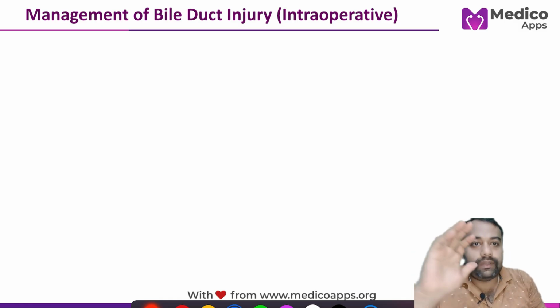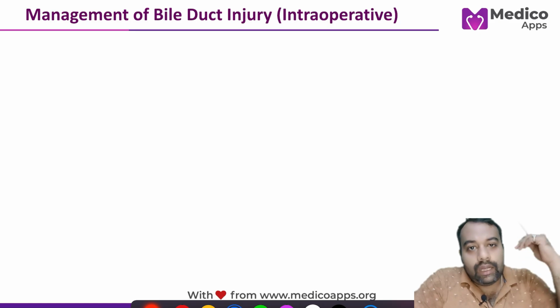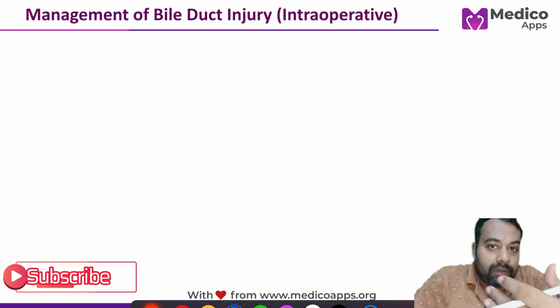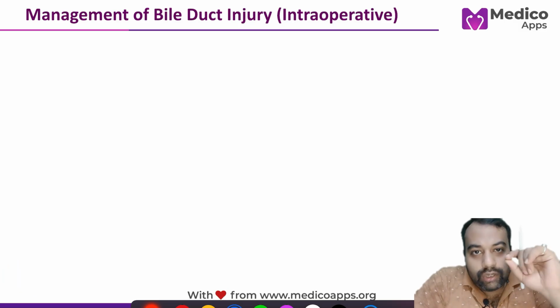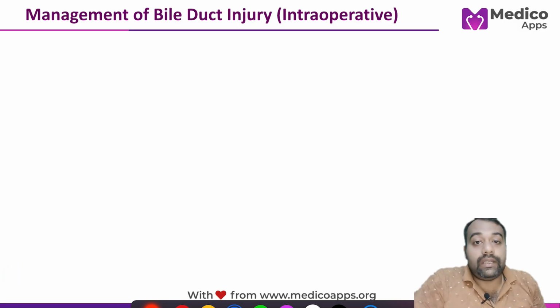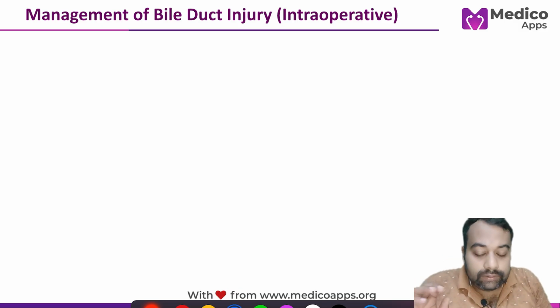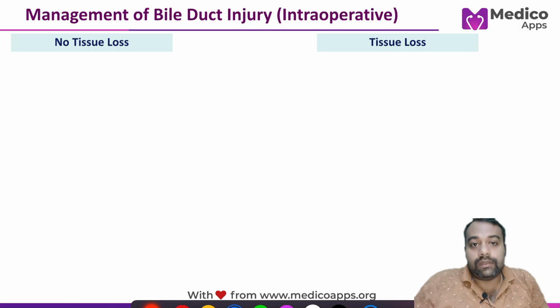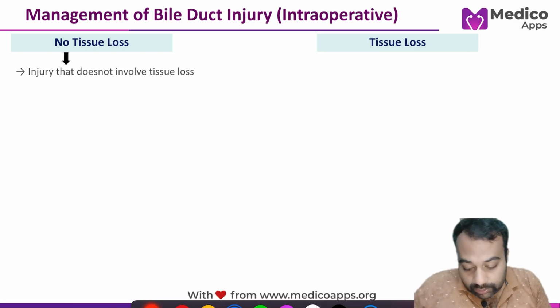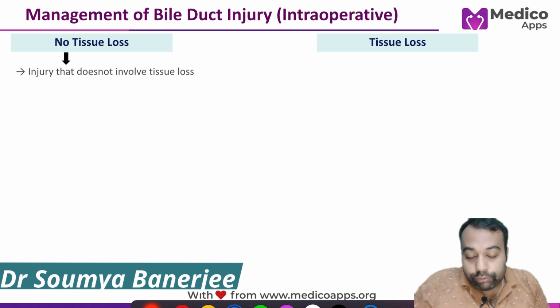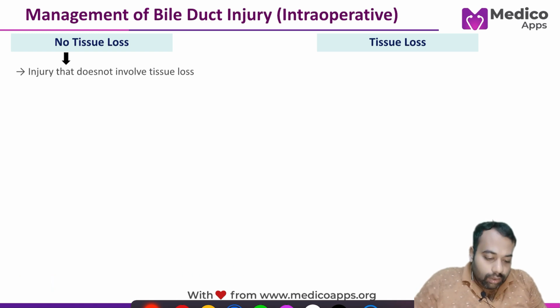So here, during the intraoperative diagnosis, when the surgeon encounters that there is some kind of problem in the bile duct, he or she needs to understand whether there has been any tissue loss or not, because this is what is going to direct us regarding how to approach such a scenario. So let's suppose there is no tissue loss, then how should we go in that case?